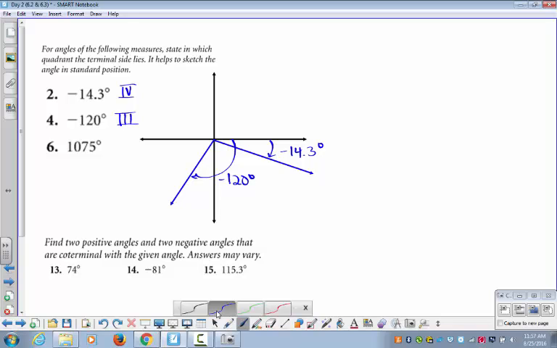Next one, 1075. That one incorporates multiple rotations. So we've got to be a little bit more careful. So one rotation is 360 degrees. 2 rotations is 720 degrees. 3 rotations is 1080. So if you watch winter sports, those numbers are probably familiar to you. 1 rotation, 2 rotations, 3 rotations. 1.5 rotations would be right in there at 540.